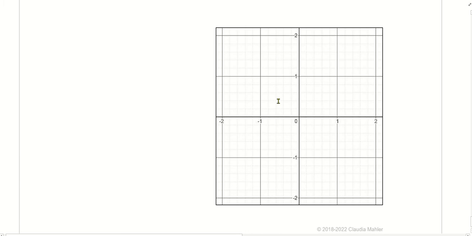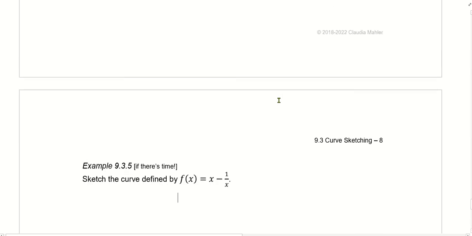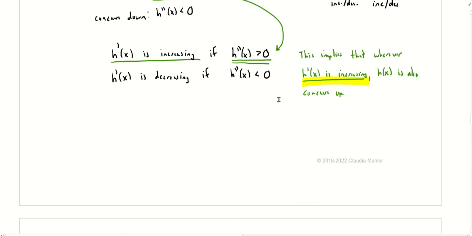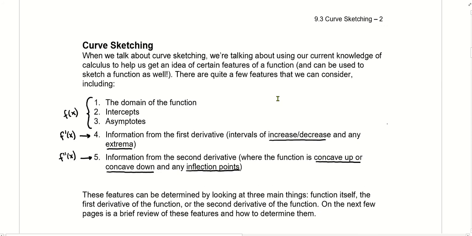So what we're going to do to sketch this curve is I'm going to go back to way up here, page 2. And essentially what we're going to do is write down information from these 5 features. We're going to start with information we can get from the function. Then we're going to do stuff that's a little bit more familiar to us now, hopefully: information about increase, decrease regions and extrema from the first derivative, and information about concavity and inflection points from the second derivative.